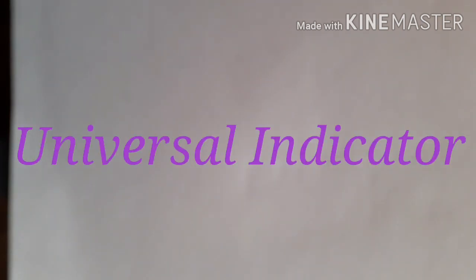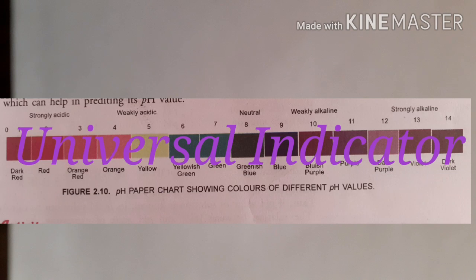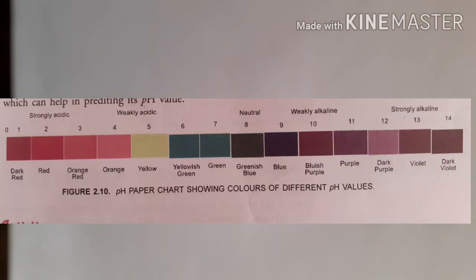My next topic is universal indicator. What is universal indicator? It is a mixture of several indicators. It shows different colors for different concentrations of hydrogen ions in a particular solution. So, what is the importance of universal indicator over the normal indicators?